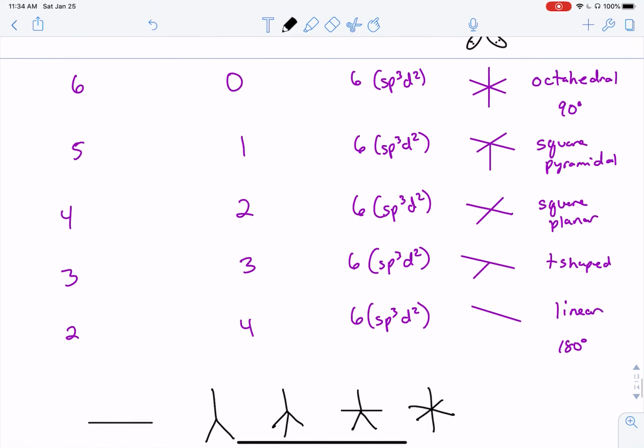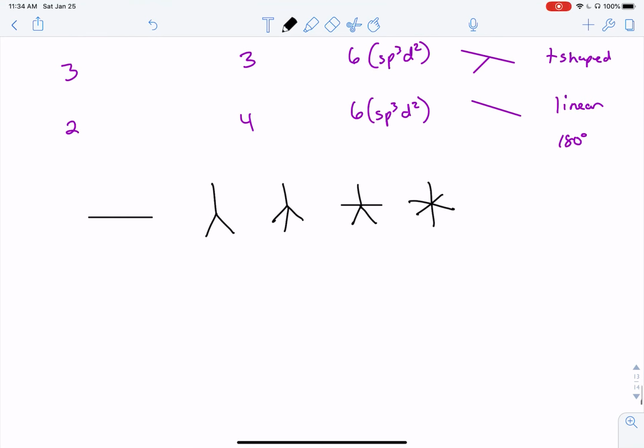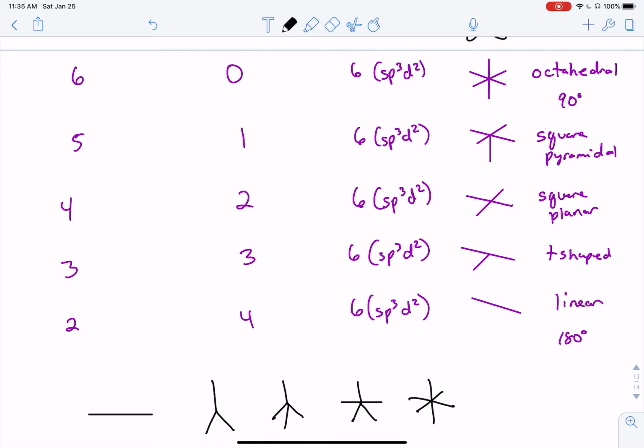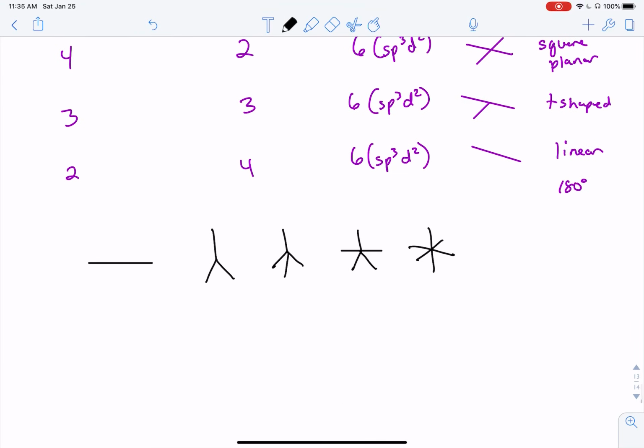Wait. What? 15 shapes. 14 shapes. No, 15 shapes. Because we've done 9 here, and then we had 6 from before. So if you know these 5 shapes, you can figure out all 15 molecular geometries you need. Yeah. Minimize what you have to memorize.